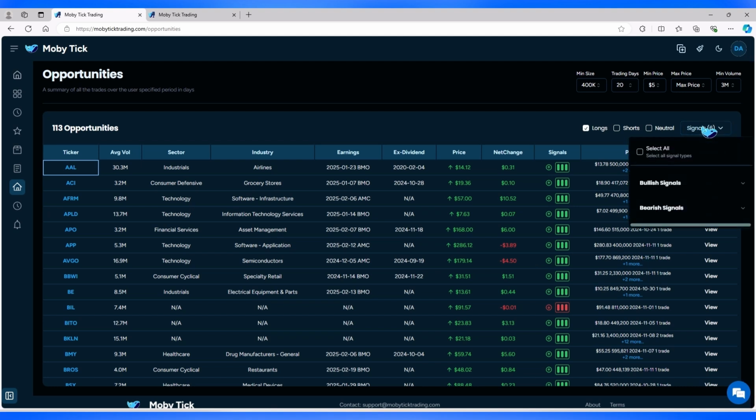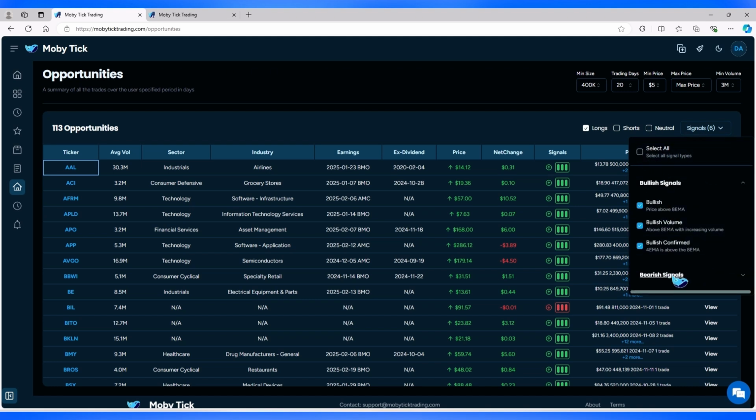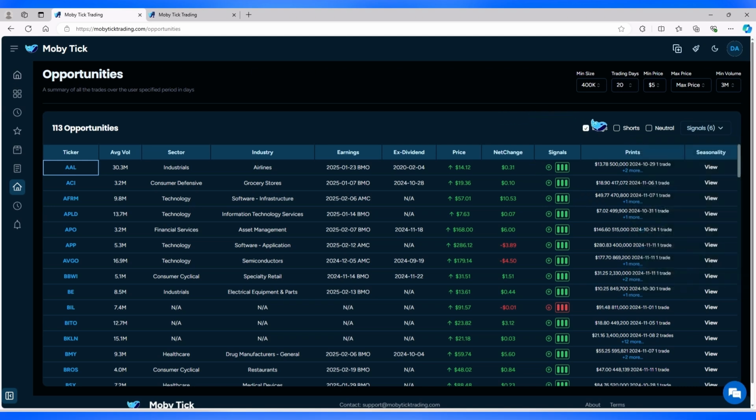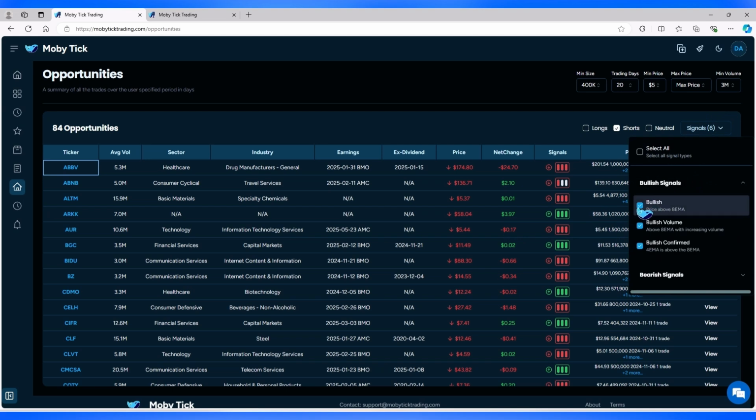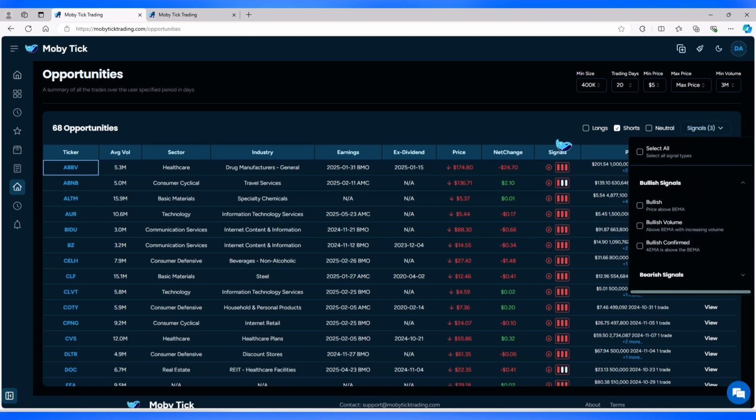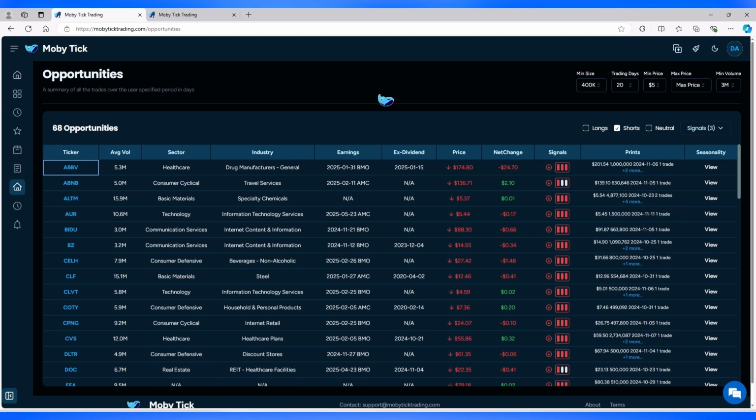We can also filter by signals, so we can select them all, or we can do just the bullish ones or just the bearish signals. So let's go ahead and look at shorts. I'm going to untick longs. We have 84 opportunities on the short side. And if we look at the signals, some of these are actually reversing. So we can get rid of the bullish signals. That gets us down to 68 possible opportunities. So Airbnb, this one would be where the price is below the 8 EMA, and that's it. We're below the prints, but we're up on the day, so that's a little bit tricky.